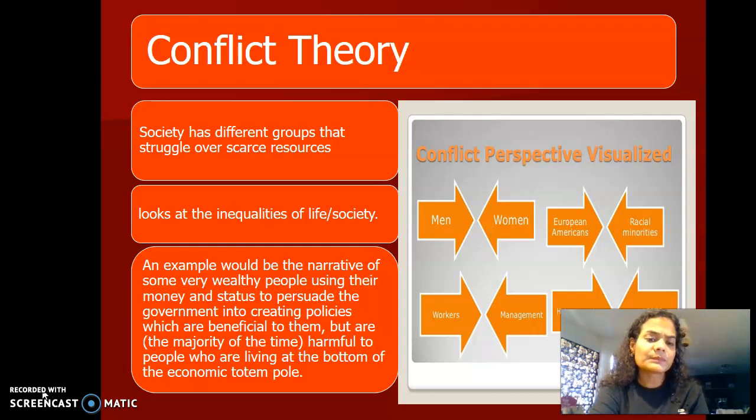If you take an example, wealthy people, from the conflict perspective, use their money and status to persuade the government into creating policies that will eventually be beneficial to them. And so people at the bottom of the socioeconomic hierarchy are the ones that lose out.